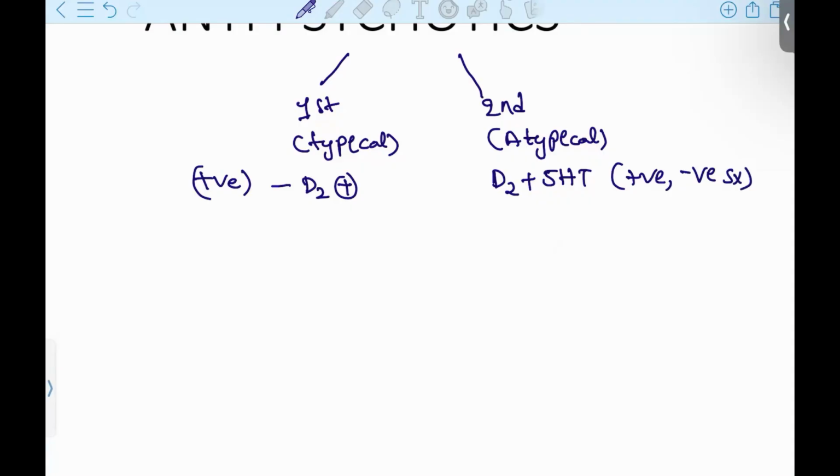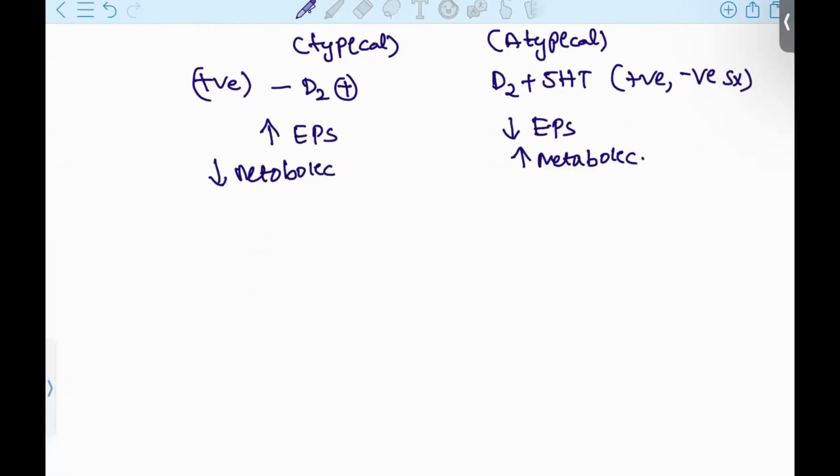So let's see, the first generation, typical antipsychotics, will be having a high risk of extrapyramidal symptoms, whereas atypicals will be decreasing the extrapyramidal symptoms. And metabolic syndrome will be less in the typical drugs and increased in the atypical drugs. Examples, you will be having risperidone, haloperidol, all these drugs in the first generation, and clozapine, olanzapine, ziprasidone, all these drugs in the second generation.